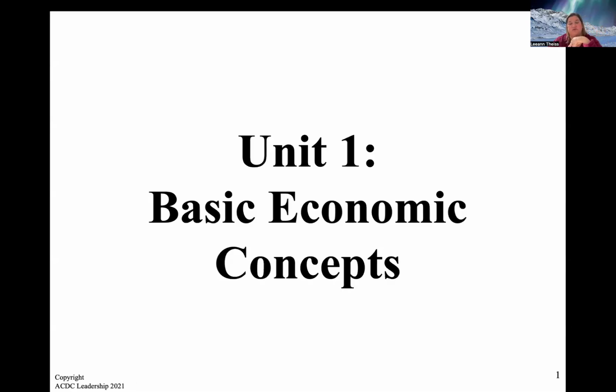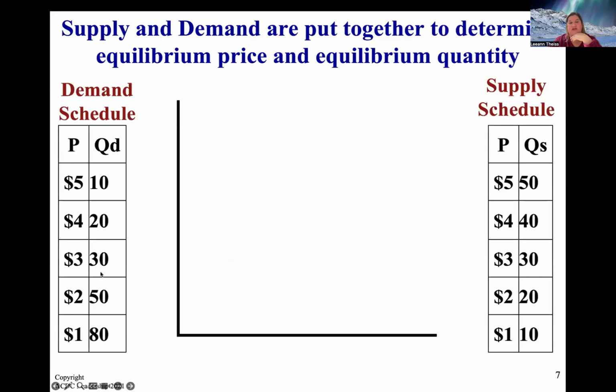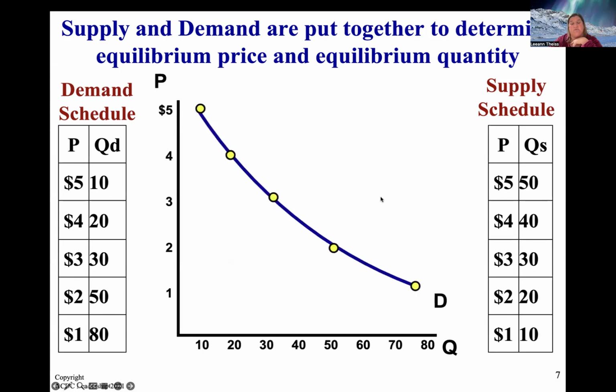Supply and demand is a tool. They only work when we use them together. So if we were to graph this demand schedule and put it in combination with this supply schedule at all of the same price levels, you can see that we have different quantities. At $5, you have 10 being demanded, but at $5, you have 50 being supplied. When we graph this, price goes on the Y axis and quantity goes on the X axis. Here's our demand curve, and each of these price points is represented.